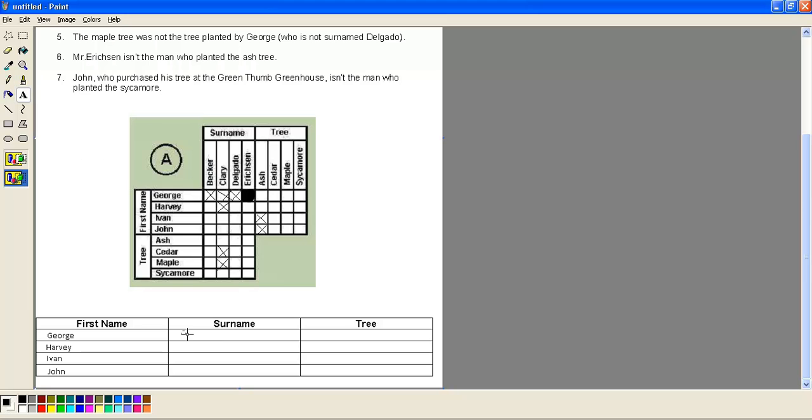And down on my table below, I'll write in that George is Mr. Erickson. Now because George is Mr. Erickson, it means that nobody else can possibly be Mr. Erickson, so we can put some X's down for all of those options as well. Going back to the clue, it tells us that the maple tree was not planted by George, so George did not plant the maple tree. And since we now know that George is Mr. Erickson, Erickson also could not have planted the maple tree because they're the same person.